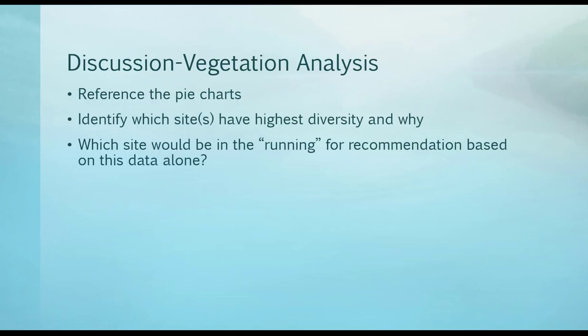Next, you have your vegetation analysis. So that's based on those pie charts. So based on the pie charts alone, which one's going to be in the final running? Okay, so are you going to choose the sites with the highest diversity, the lowest diversity? Why would you choose one site over the other? Okay. So identify which sites have the highest diversity and why, and which site would be in the running for your final recommendation. So that might be different from what you chose for the species diversity and abundance graphs. Okay, so you can see why it's important to kind of narrow down your choices based on each data set alone.